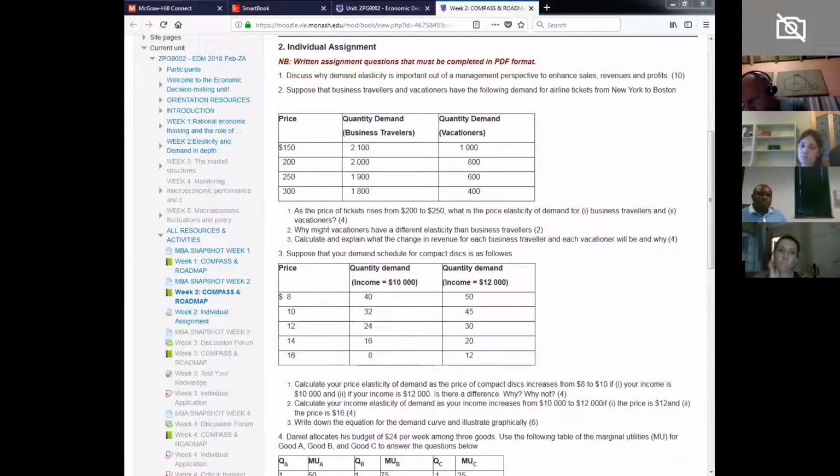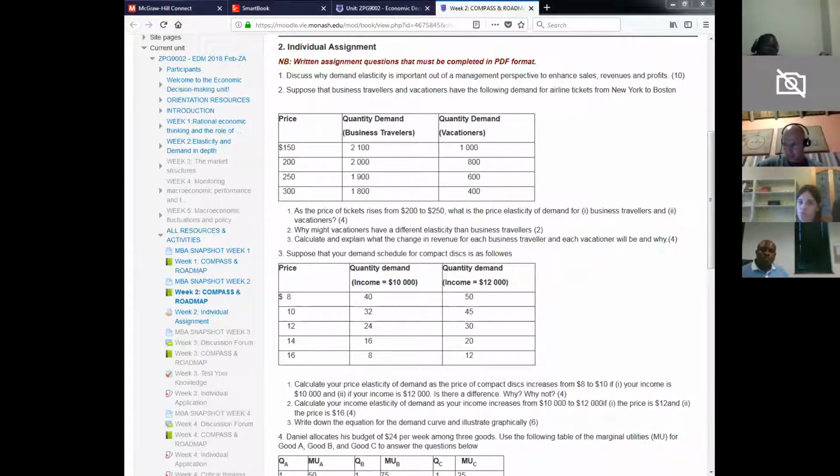So what do you have to do? The quantity demanded for each business traveler. Now you have to work it out only for one traveler. So that's the quantity demanded for each business traveler and each vacationer. So what is one business traveler going to pay for a ticket? Yes, I just wanted to clarify that. And the vacationer is going to pay $1,000. He's going to pay $150.